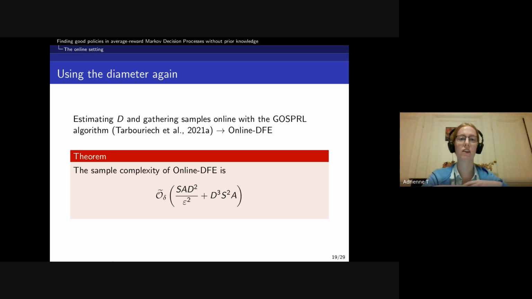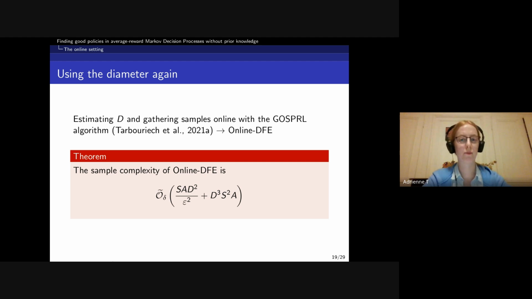GoSPRL is an algorithm to which you give a bunch of states that you want to visit, a bunch of samples that you want to collect, and it will go to those states. So it's another brick that basically converts generative algorithms into online algorithms. With this additional brick that you add into the system, you can get online DFE. You estimate the diameter with online procedures, and then the best policy identification algorithm says which samples it wants to gather, and GoSPRL goes to get them, and in the end, you have your good policy.